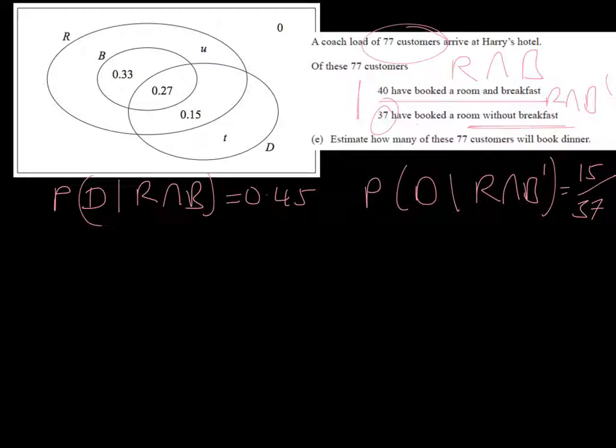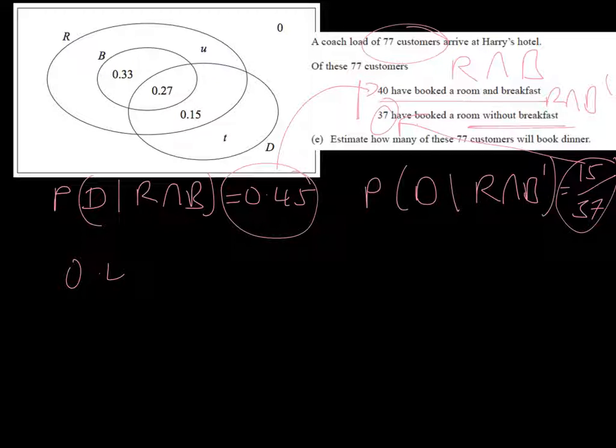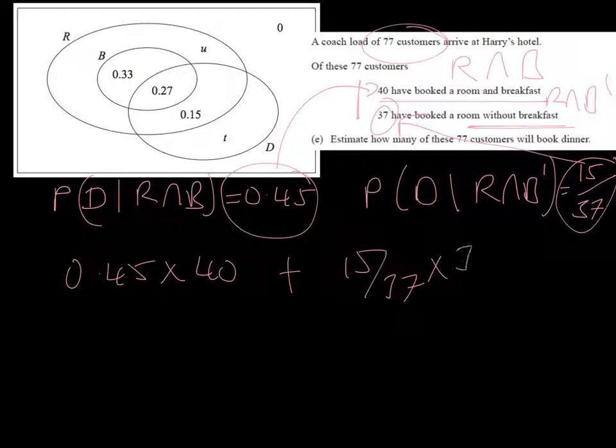So in effect, we know that this percentage of these 40 people will have dinner, and we know that this percentage of these 37 people will have dinner. So the calculation will be 0.45 times 40 plus 15 over 37 times 37. So if we work that all out, we should get an answer of 33.